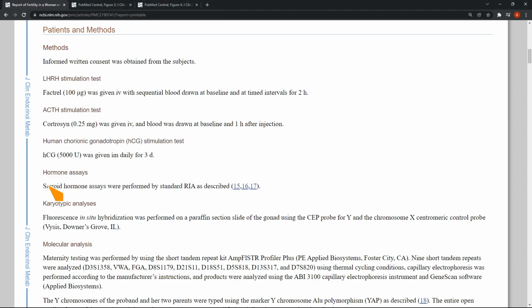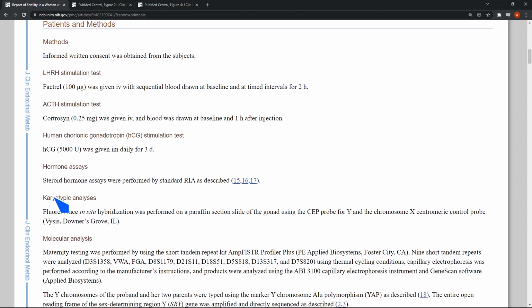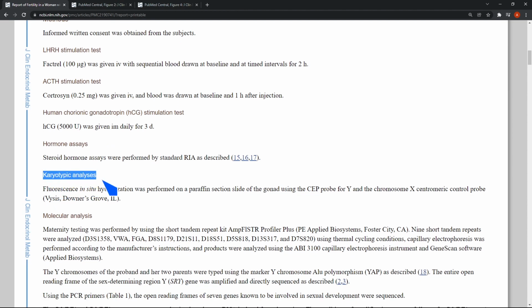So there were some hormone assays. These are just blood work, normal blood work. And then the karyotypic analysis. So this is karyotypic analyses. This is describing what karyotyping is.